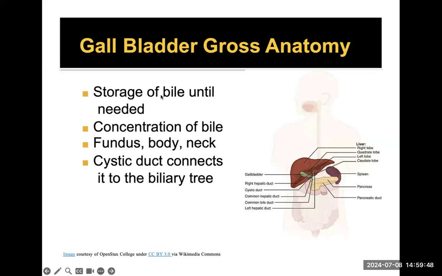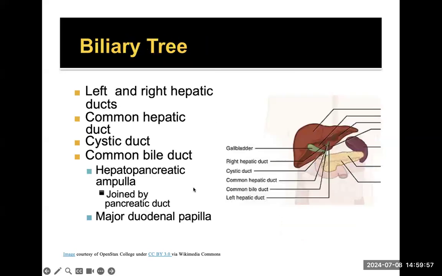The gallbladder, again, it's going to store and concentrate bile. It has a body, fundus, and neck, and it connects to what we call the biliary tree. The biliary tree is the left and right hepatic duct, which comes from the common bile duct. It also contains a cystic duct in here, and then the common bile duct, which would drain.